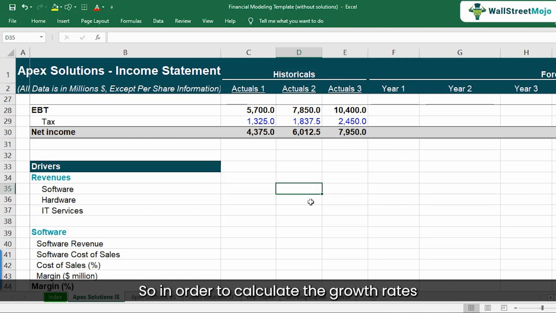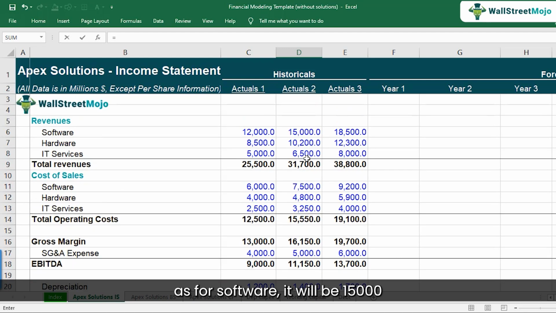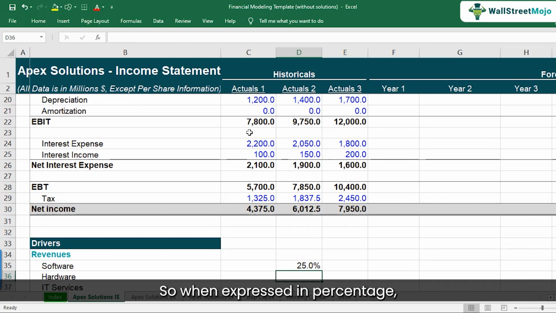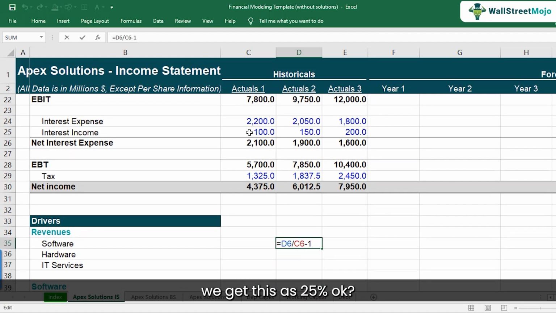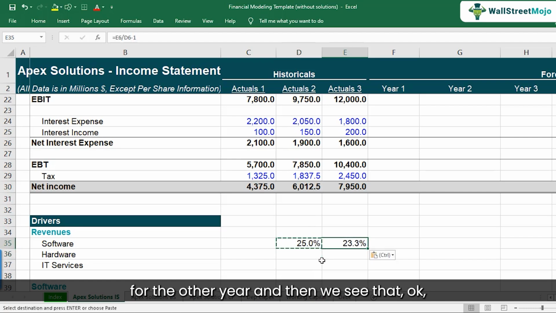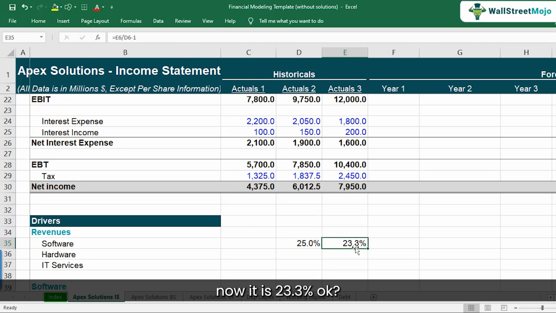Hardware and IT services. So in order to calculate the growth rates in revenue of the different segments, I'll write this formula for software as 15,000 divided by 12,000 minus 1. So this will give me the growth rate of software segment. When expressed in percentage, we get this as 25%. From year 1 to year 2, historically, it has grown by 25%. I'll copy and paste this formula for the other year, and then we see that now it is 23.3%.